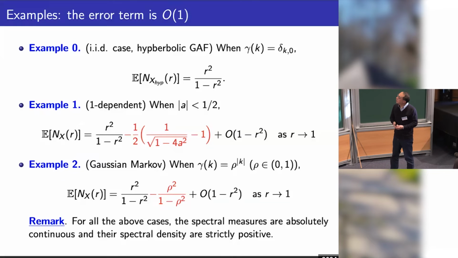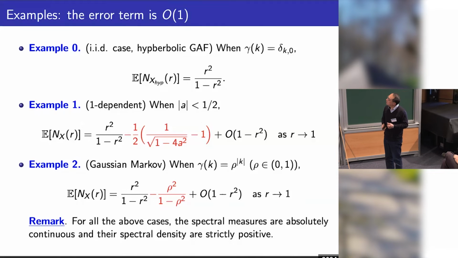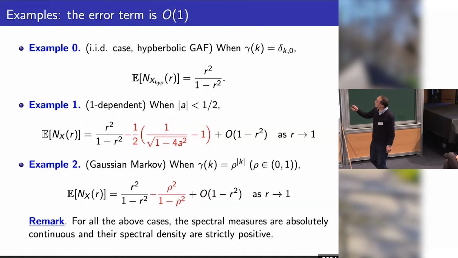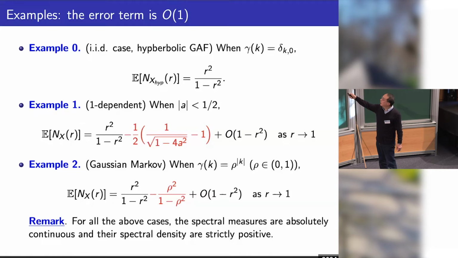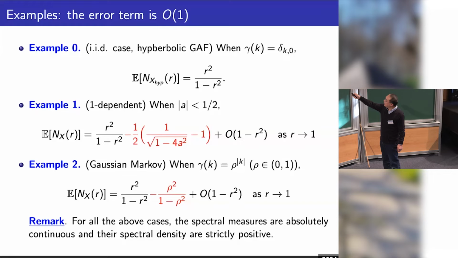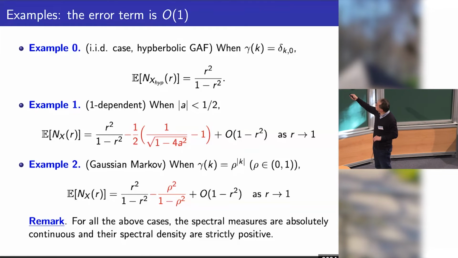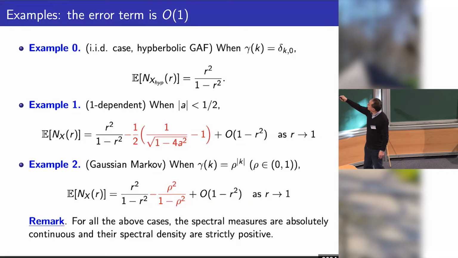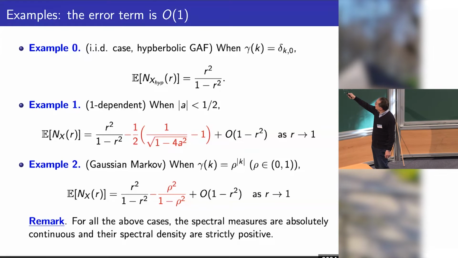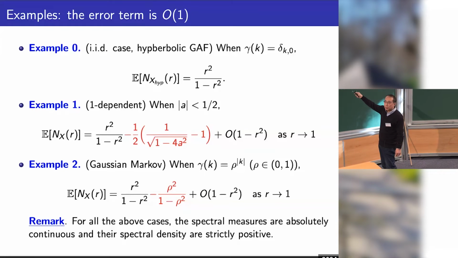Okay, so we explain three examples. The first one is i.i.d., so this is just the first term. And the second example is the one dependent case. Actually, in the one dependent case A should be less than or equal to 1/2, but here we are considering A strictly smaller than 1/2. Then the error term here is a constant, an order 1 term appears.